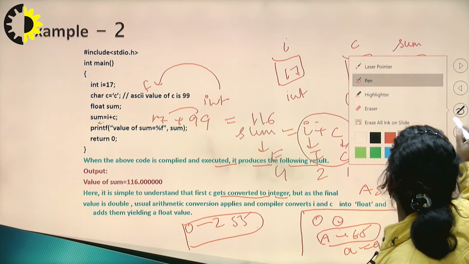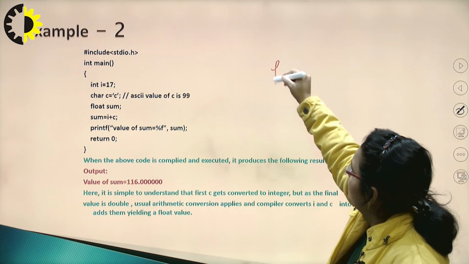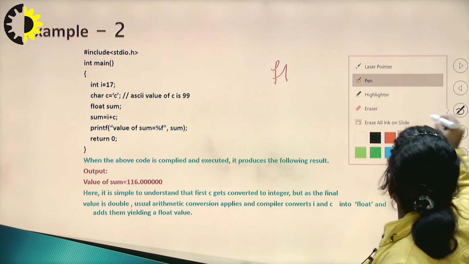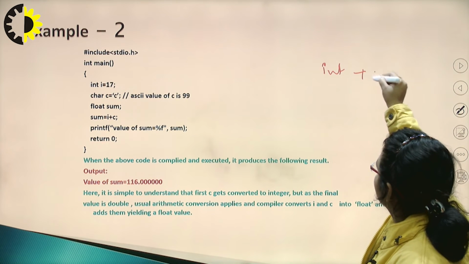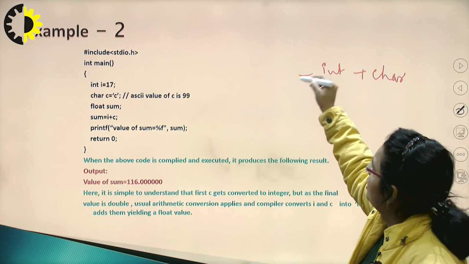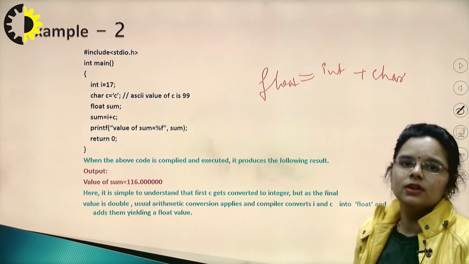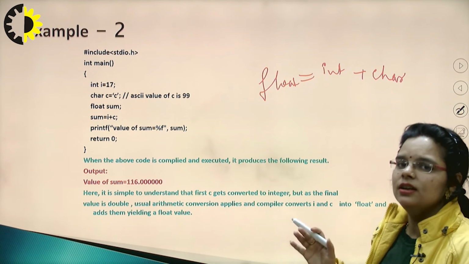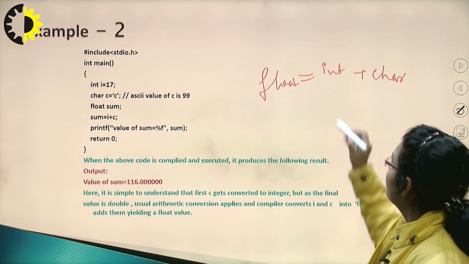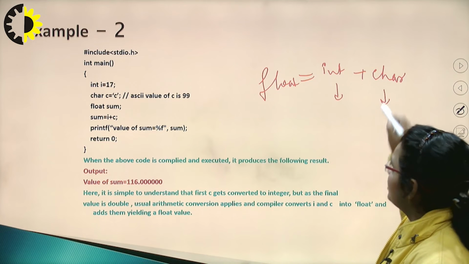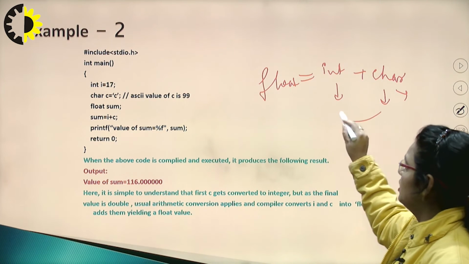Now let me explain this once more. What we are doing here is adding an integer and a character type value and saving it into a float type value. So first of all, when we are evaluating this expression, this lower data type value, the character type, would be converted into integer type value.